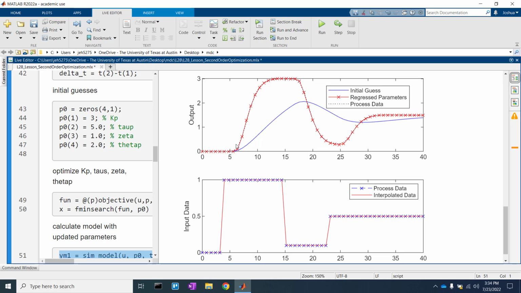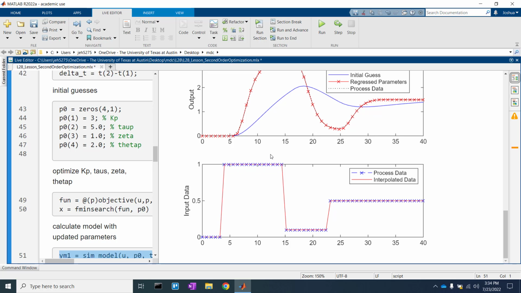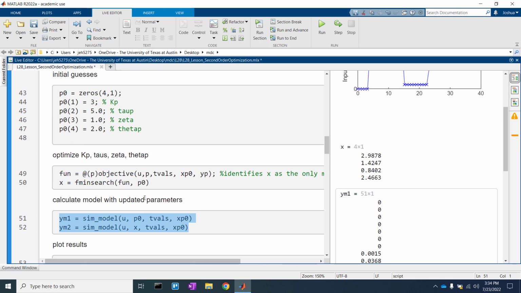If we were to do a first order system, I doubt we'd get quite as close. We'd have a little bit more of a flattening going on. So the second order system helps us approximate processes fairly well. And we can do it by fitting to data using solvers, as long as we create an objective function that's a function of those parameters that we want to fit to.